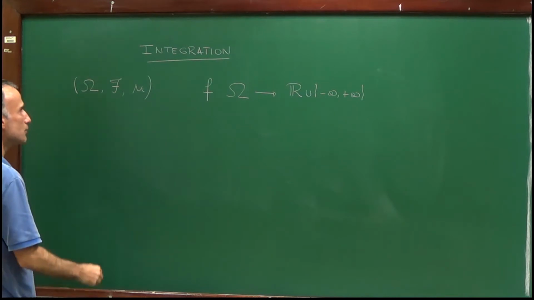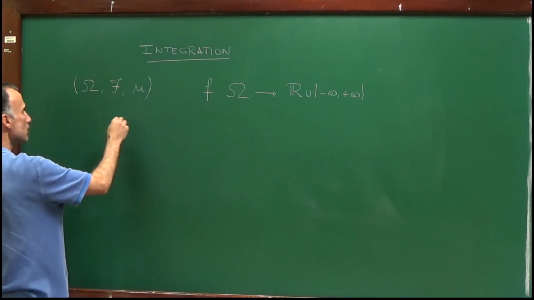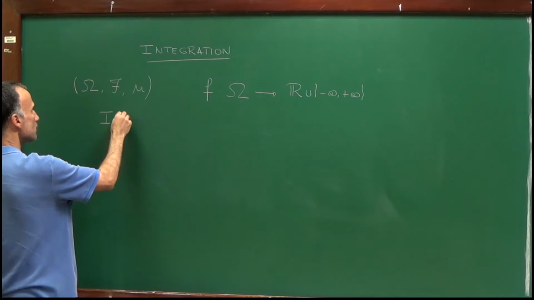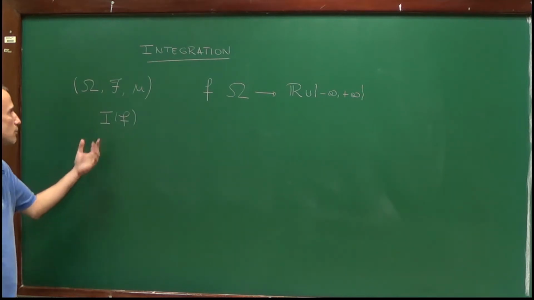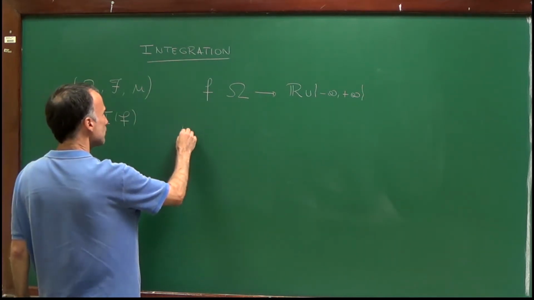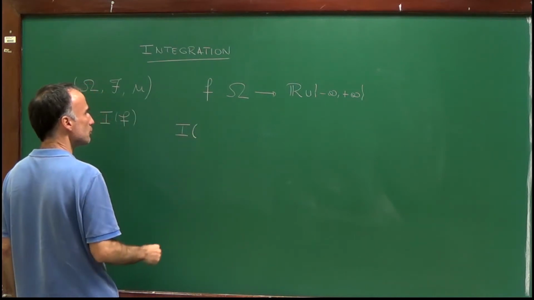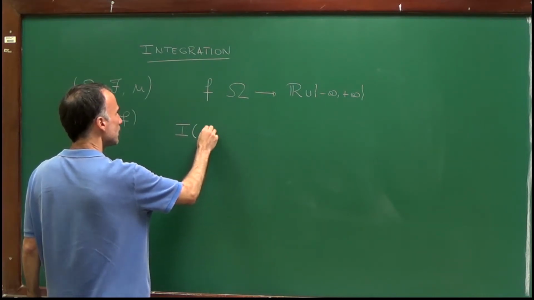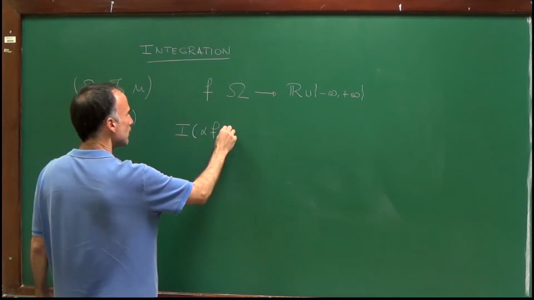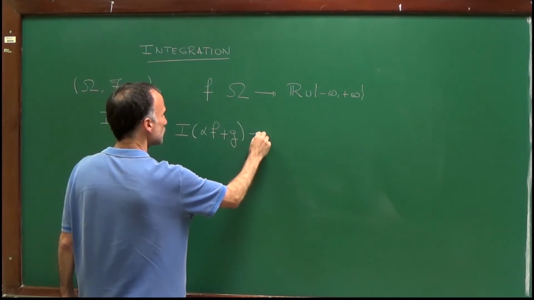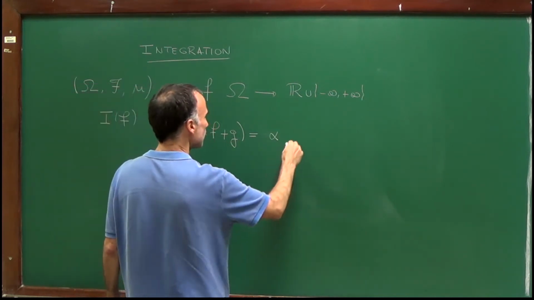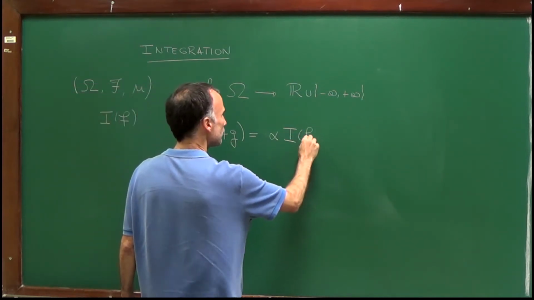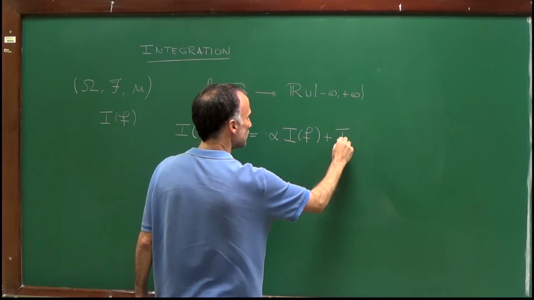And we would like to define the integral of f, which I will represent by I of f. And we will require some properties of this integral. Of course, we will want the integral to be linear. So if we multiply our function by a constant alpha, and if we sum, we would like the integral of this new function to be alpha times I of f plus I of g.